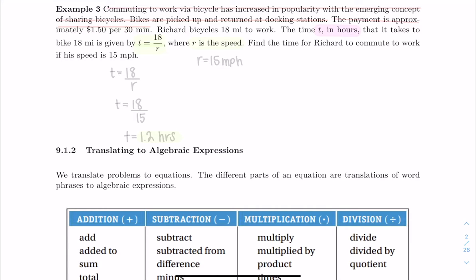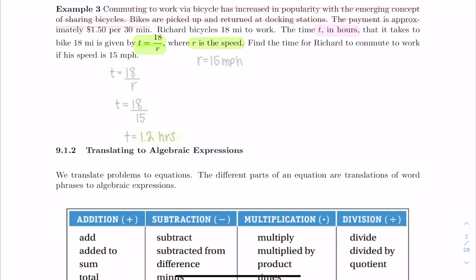Well, that's a bunch of info. And so let's see what we actually need. It tells me that the payment is approximately $1.50 per 30 minutes. He bicycles 18 miles to work. We're given this formula, which is probably pretty important: T equals 18 over R, and R is the speed. The goal is we want to know how much time it's going to take Richard to commute to work if his speed is 15 miles per hour.